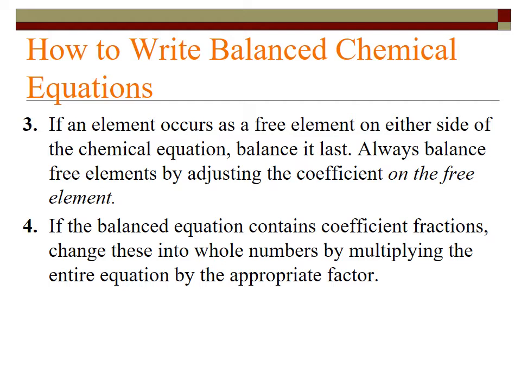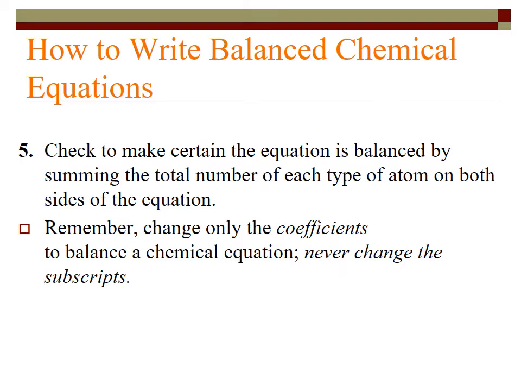And step number 4, if a balanced equation contains fractions as coefficients, change these into whole numbers by multiplying the entire equation by the appropriate factor. Step number 5. Check to make certain that the equation is balanced by summing the total number of each type of atom on both sides of the equation. Remember, change only the coefficients to balance the chemical equation, never change the subscripts. Those coefficients are the numbers that come out in front of the chemicals in my chemical reaction.